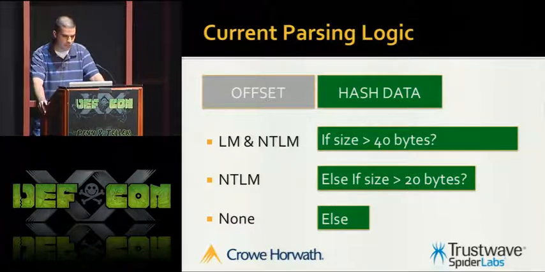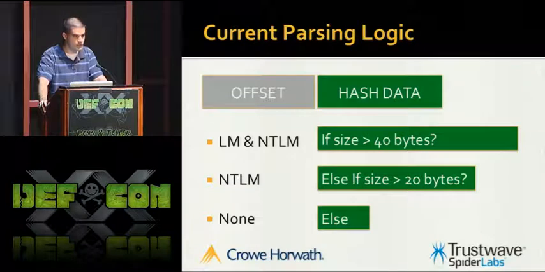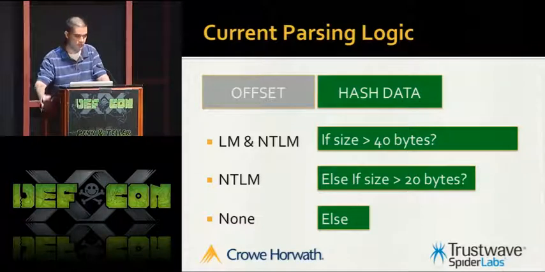Then, once we get to the hash data, we need to figure out how to parse this. The way that these tools did this was they said, I'm going to measure the length of hash data. And if the length of hash data is over 40 bytes, then I'm going to assume that I have an LM and an NTLM hash, because each hash is 16 bytes, and then there's a 4-byte header for each. So, you know, 40, we got it, cool. If I'm over 40, I probably got both hashes.